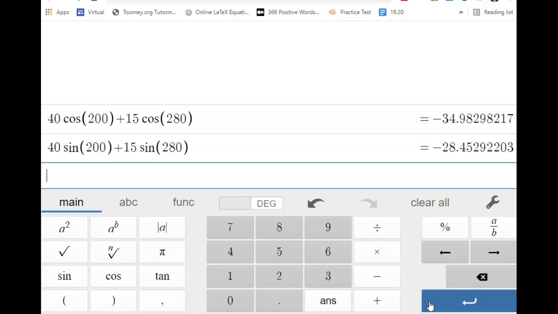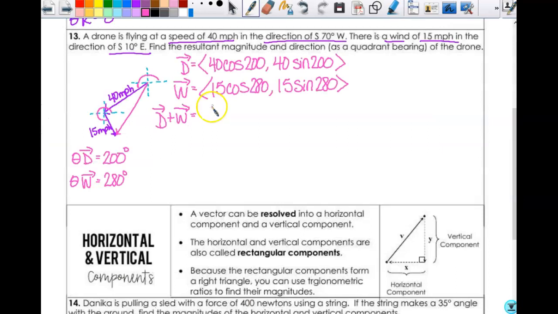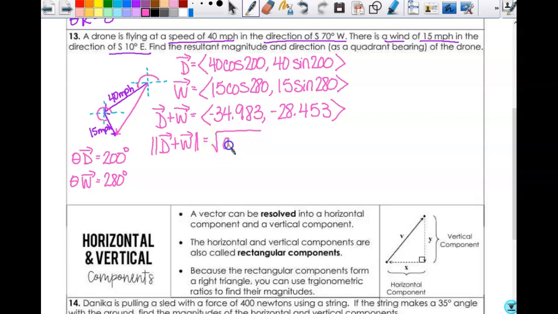Okay, so there's my resultant vector. Let's go write that down. This gives me negative 34.983 and negative 28.453. All right, so I need my magnitude, which means I'm going to have to do some fancy calculator stuff again because that's the square root of a squared plus b squared. So I'm going to use these numbers but not as decimals because I don't want to be off on my rounding.